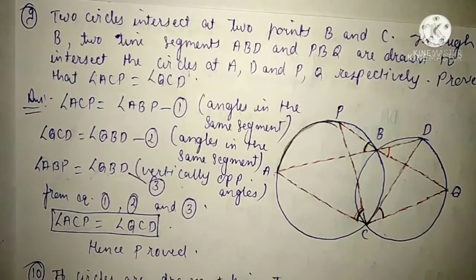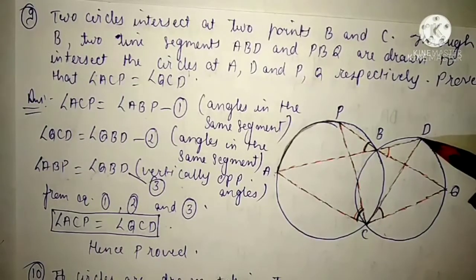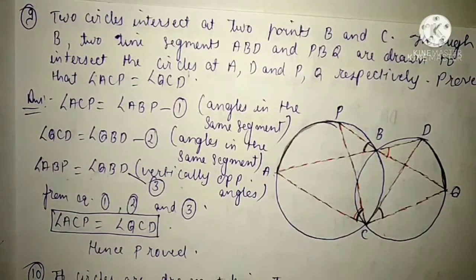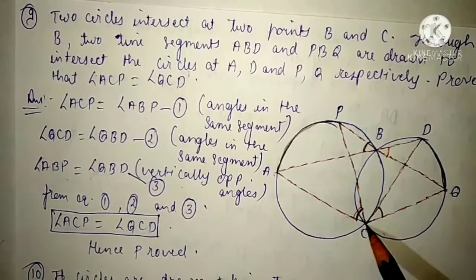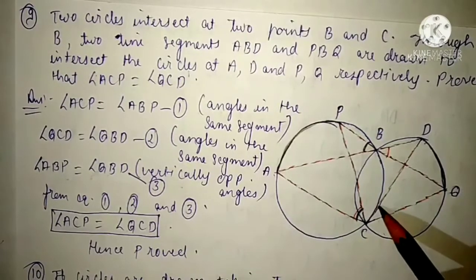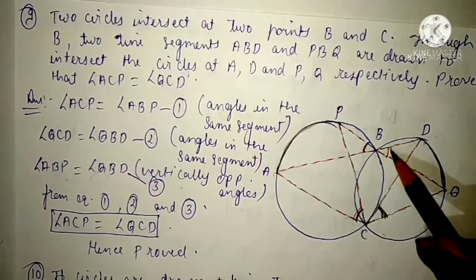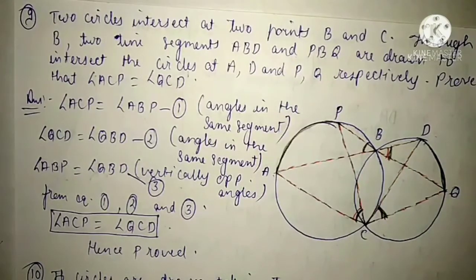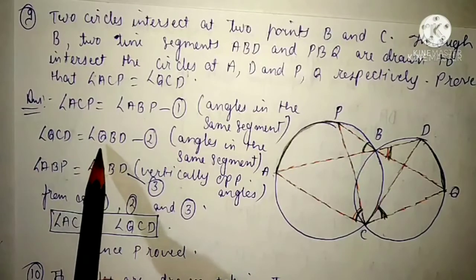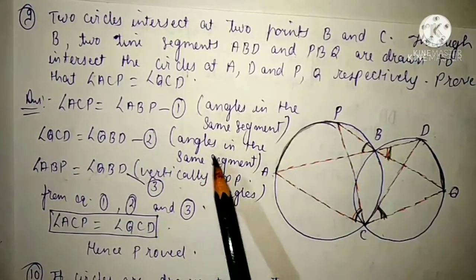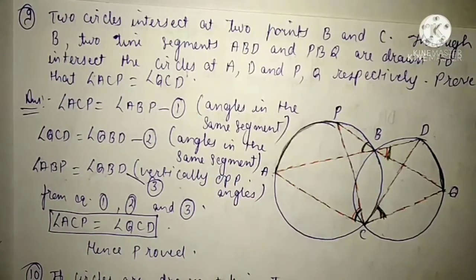Now see, this is also an arc QD. Now from this arc, angle QCD is formed, this, and angle QBD is also formed. That means these two will also be equal. So we can say that angle QCD is equal to angle QBD. Name this as equation number 2. Reason will be angles in the same segment of a circle.